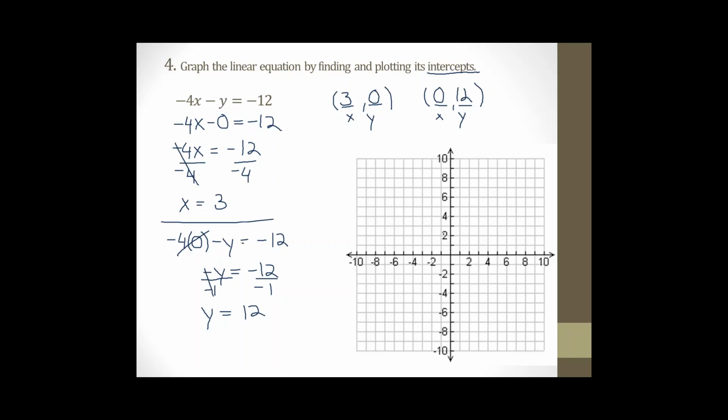Now plotting those points on my coordinate system, and I'm seeing I did not make my y-axis long enough. But in your test, for this particular question, you will have multiple choice. So one of the 4 choices will have the correct graph. So I'm going to add 2 lines here to make it all the way up to 12. Okay, now I'm ready to graph my 2 intercepts. My x-intercept is at 3, 0. So 3 units on the x-axis, 0 on the y, right here. It's my x-intercept.